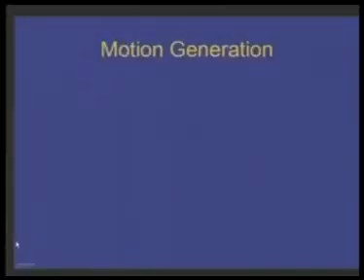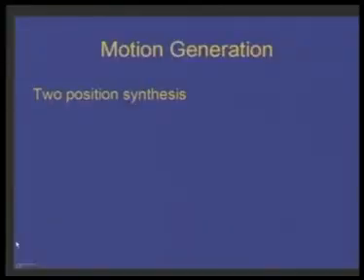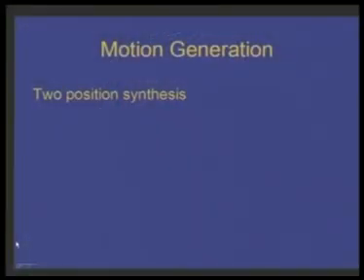First problem we discuss is that of motion generation. By motion generation, we mean how to guide the coupler of a 4-bar through various specified positions. First, we discuss the simplest problem of two-position synthesis. That means the coupler has to be moved from position 1 to another prescribed position, say number 2.